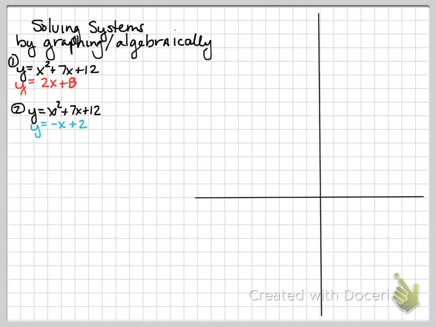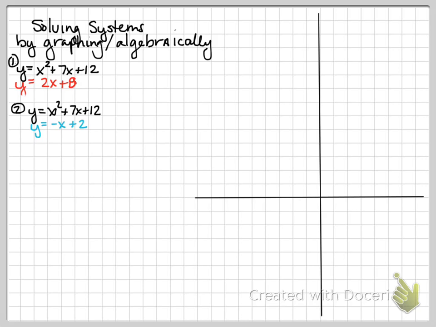Okay, so here's a review of the notes for Unit 9, where we're solving systems of equations graphically and algebraically. And I've written two systems on here. The first one is y equals x squared plus 7x plus 12 and y equals 2x plus 8. And then the second system is y equals x squared plus 7x plus 12 and y equals negative x plus 2.